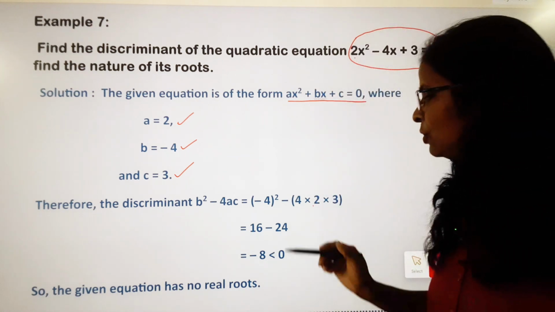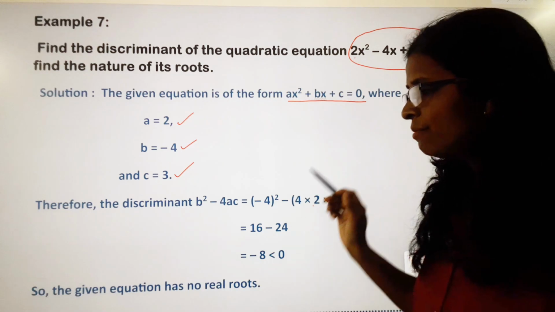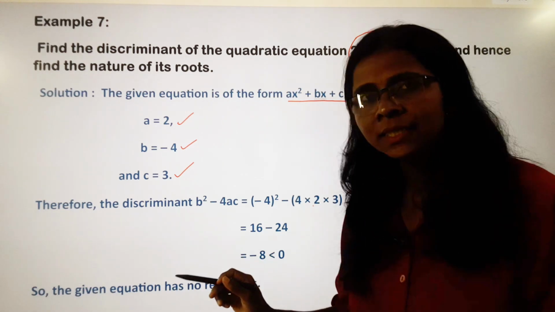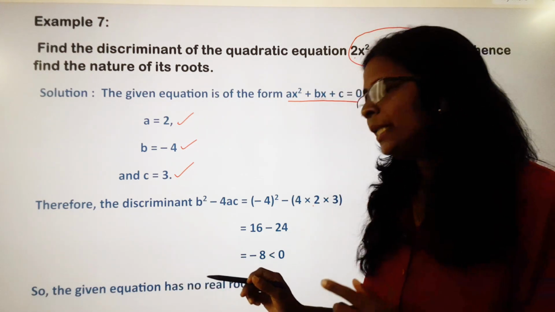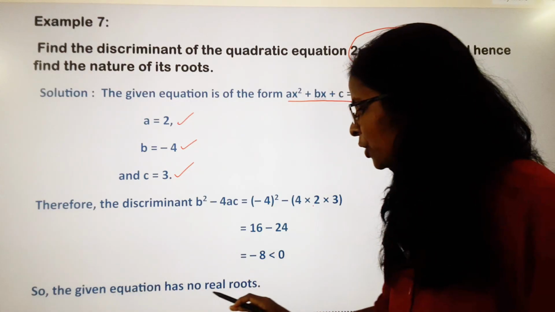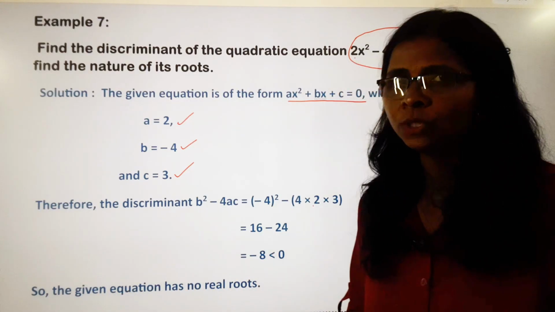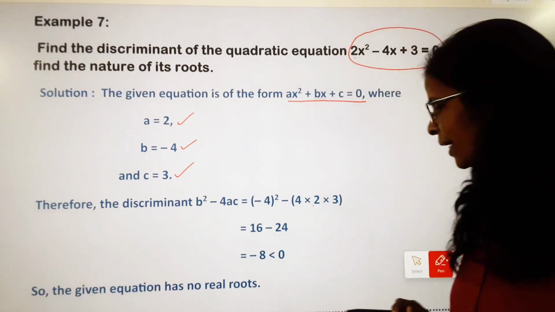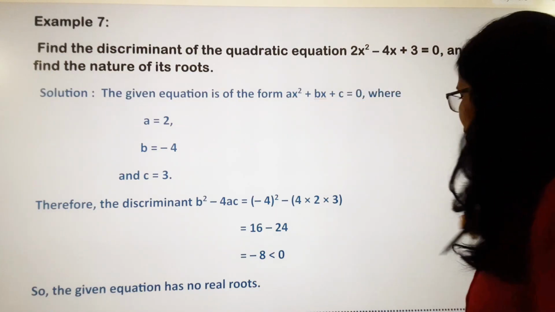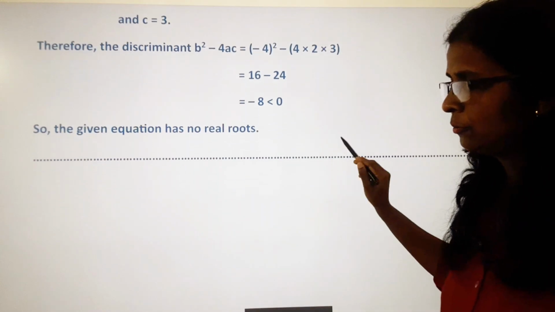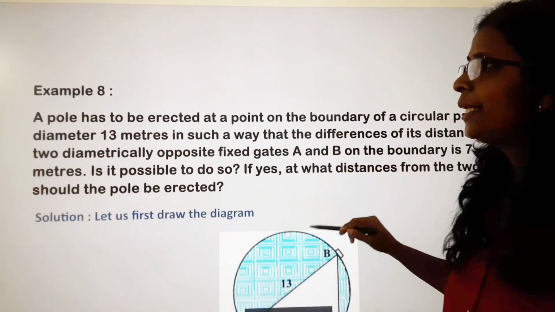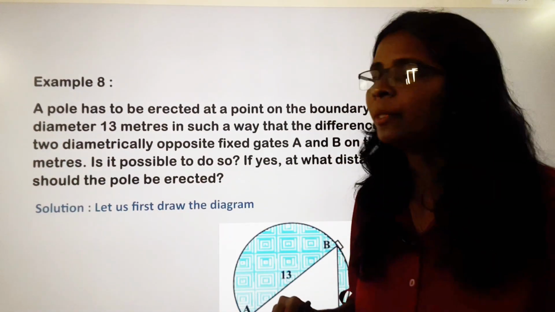So that means it is less than 0. As the discriminant is less than 0, we can say the given equation has no real roots. Okay? So this way we can find out whether the roots are real or not. Now next, take the next example.